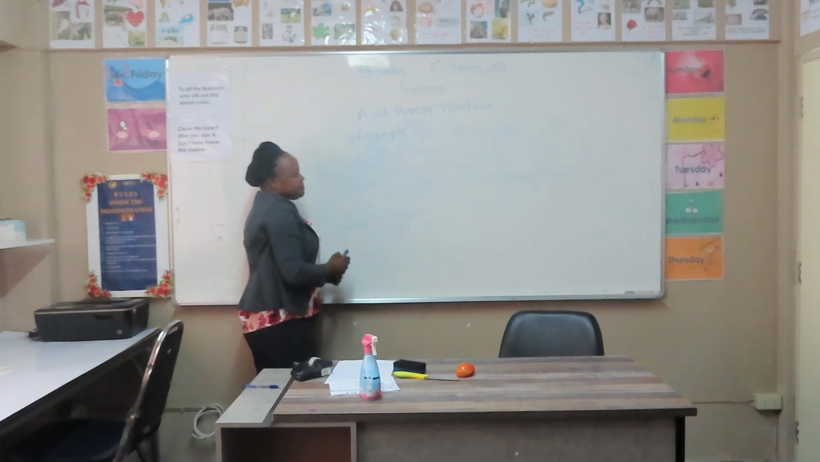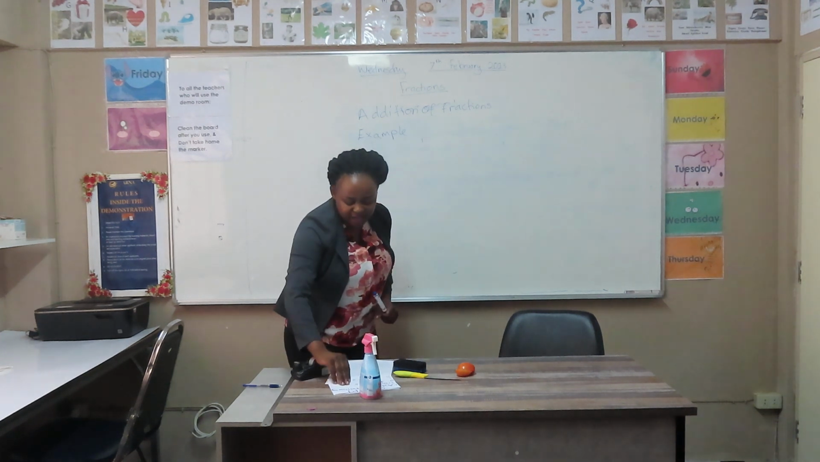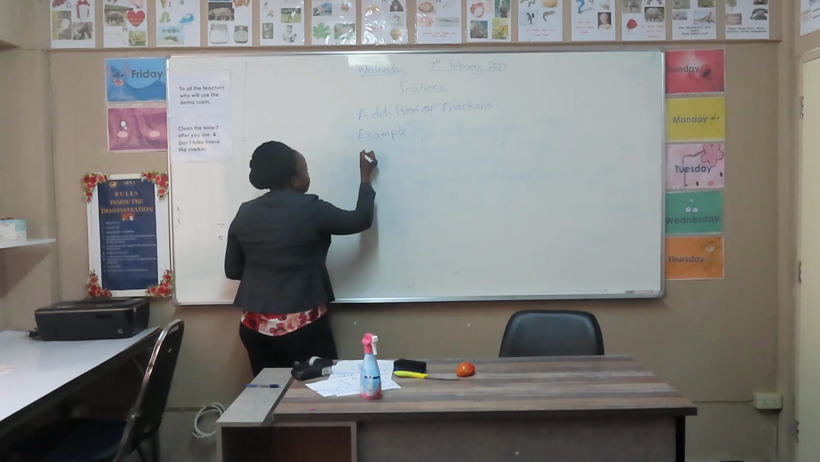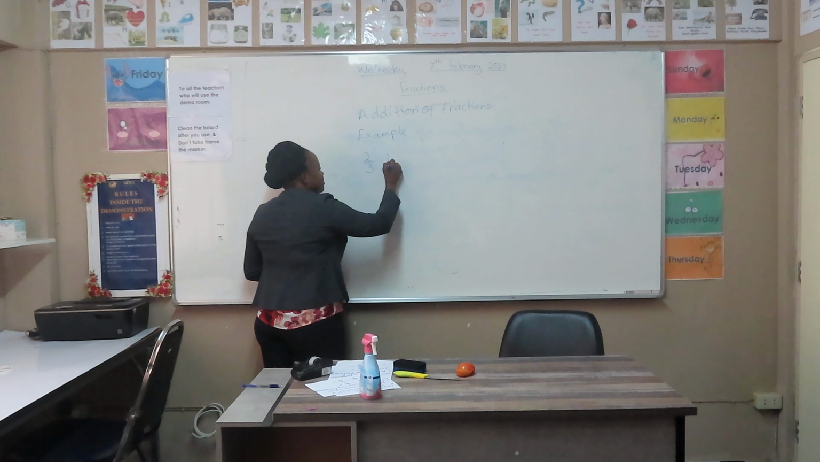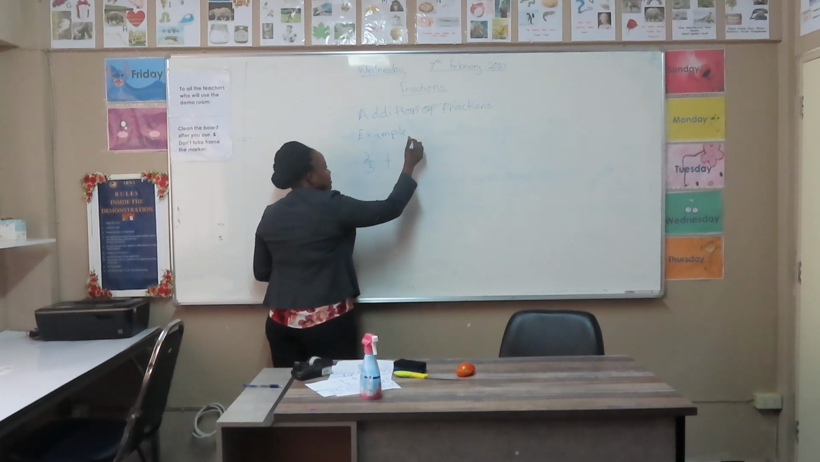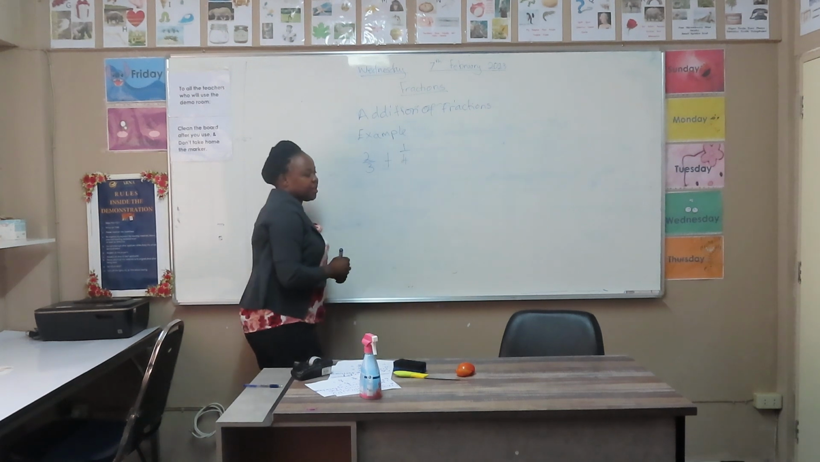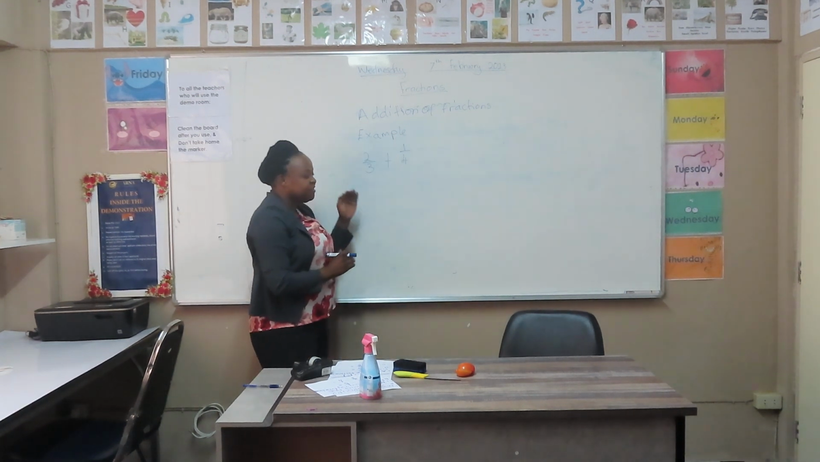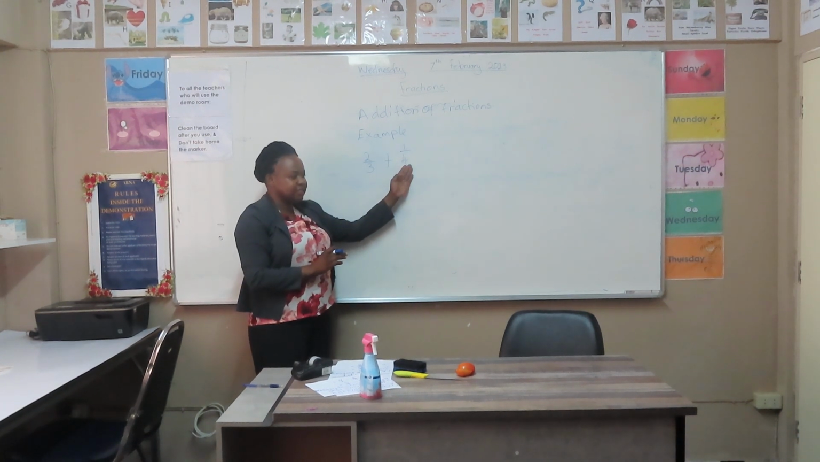Okay, we want to add fractions of different denominators. Here with me, I have these fractions: two-thirds plus 1/4. As you can see, whenever you are adding fractions, I told you to always look at your denominators.